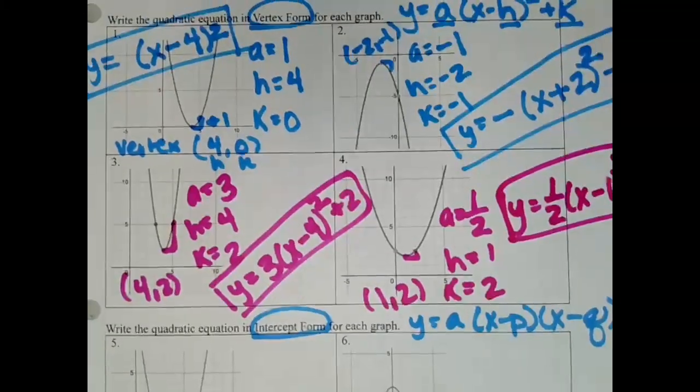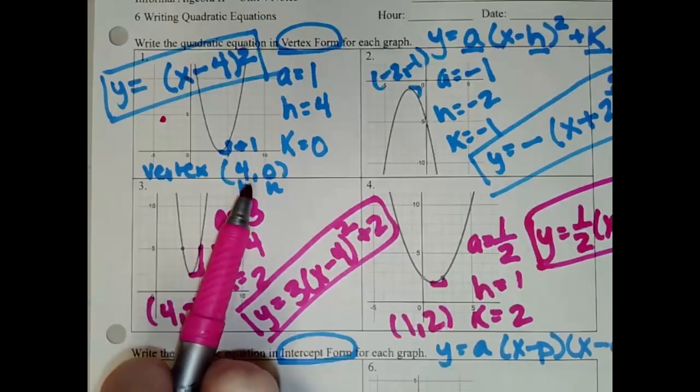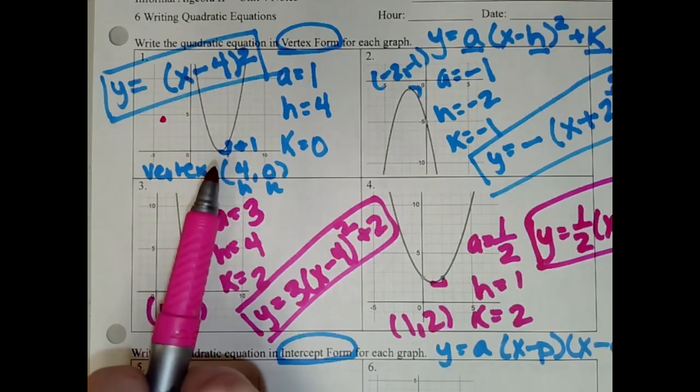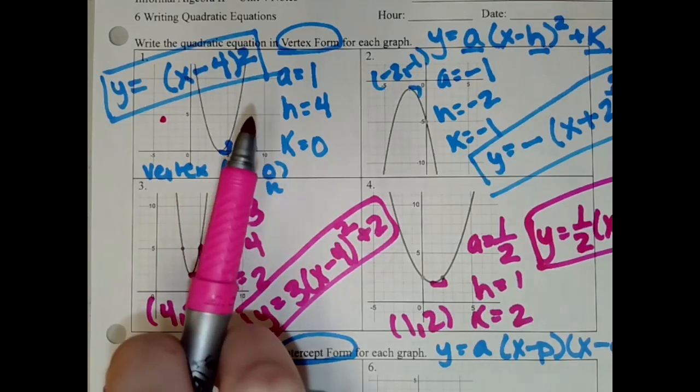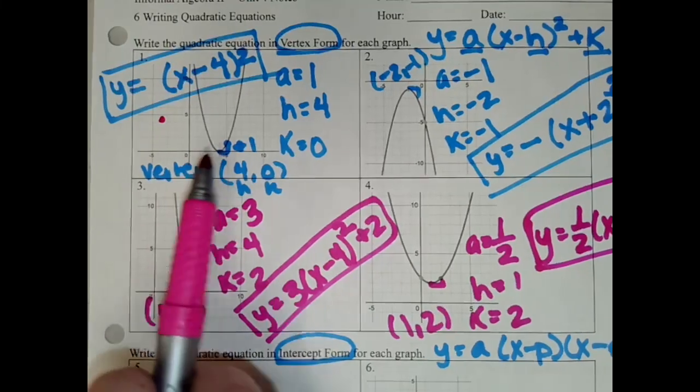Now, I do want to mention a couple of things. Here, the a value is 1. Notice how it's opening up, and it has that pattern, right 1, up 1, right 1, up 3, right 1, up 5. So this has the same pattern as the parent function.